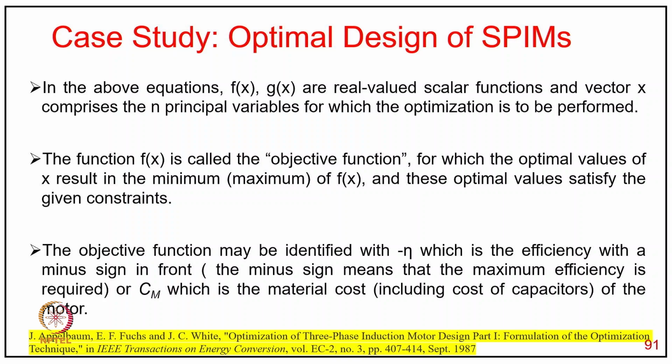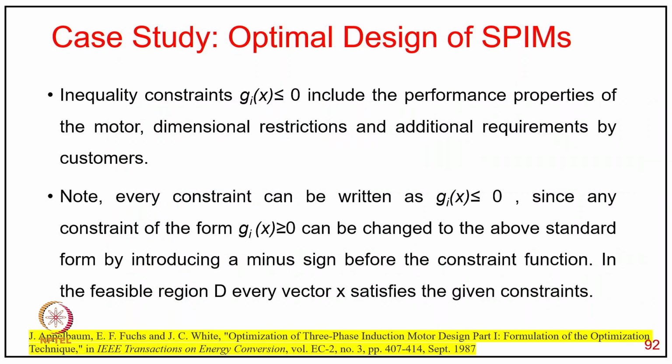The objective function may be identified with eta, which is the efficiency, with a minus sign in front. The minus sign means the maximum efficiency is required, and Cm is the material cost, including the cost of the capacity of the motor. Typically, the inequality constraints g_i(x) less than 0 include the performance properties of the motor, dimension restrictions, and additional requirements of the customer.